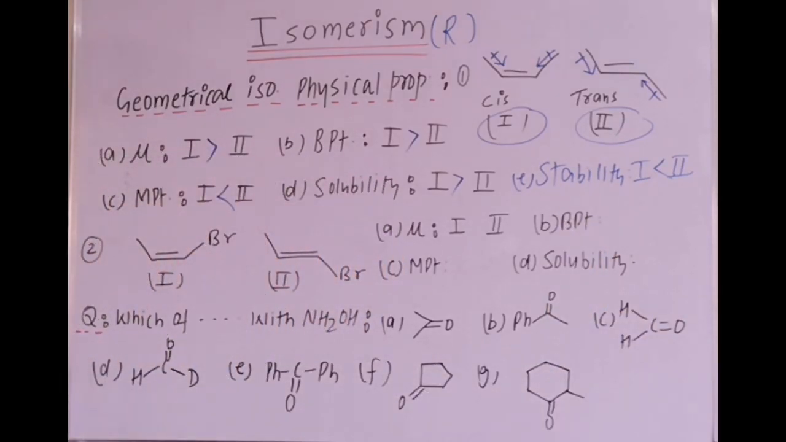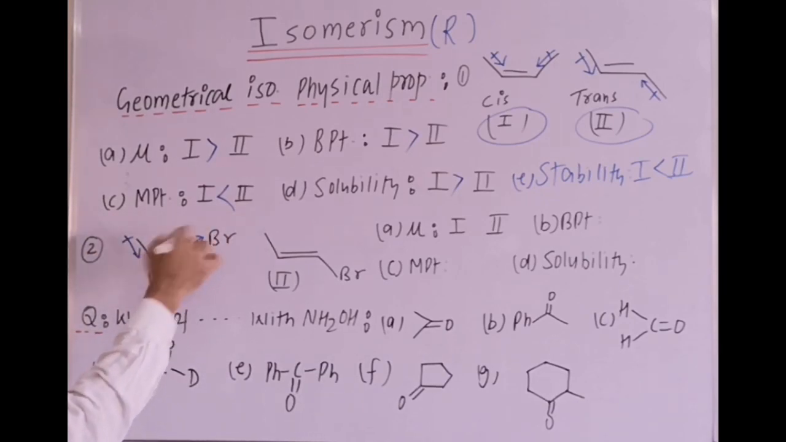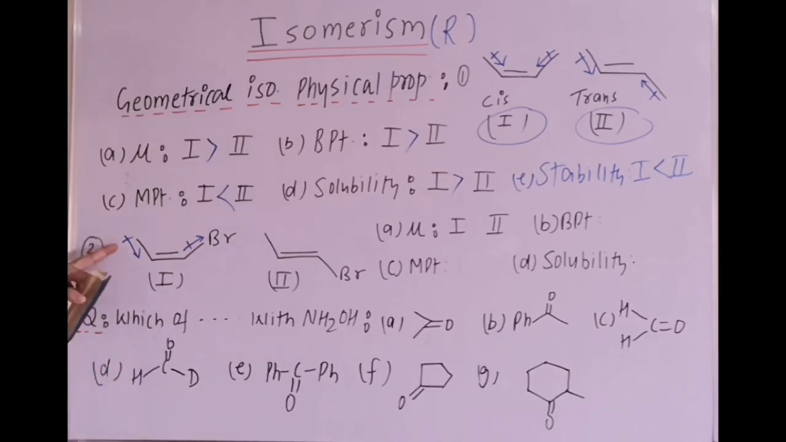Similarly, you can try the next example. You can pause this video, try that example, then check your answers. In example number two, Br is there, CH3 is there, CH3 towards the double bond, and Br is electronegative, towards Br.